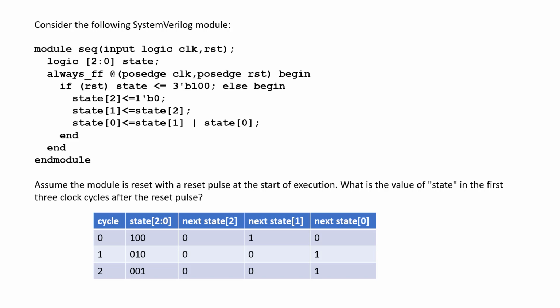Up here? Yep, right here. This line? Oh, so this is saying the next state 0.